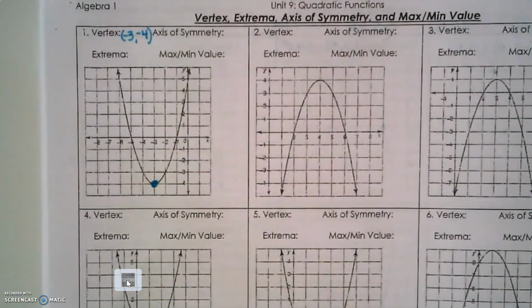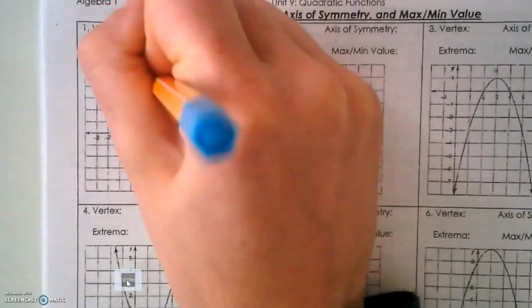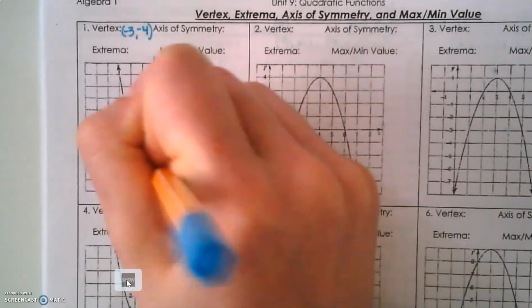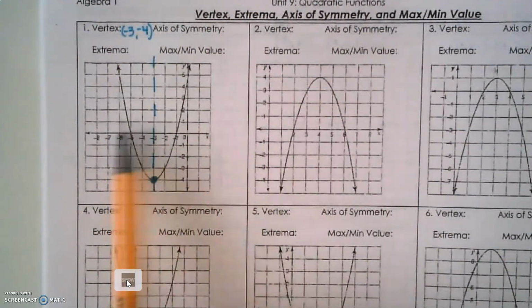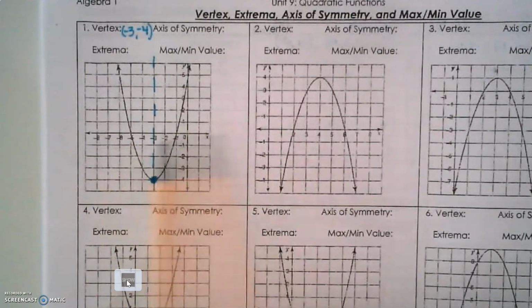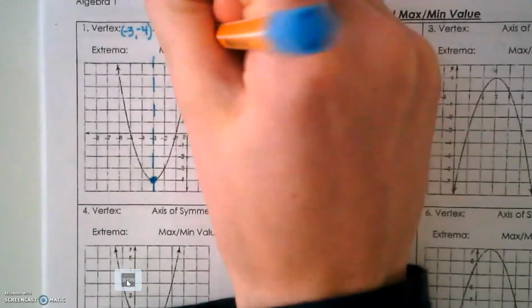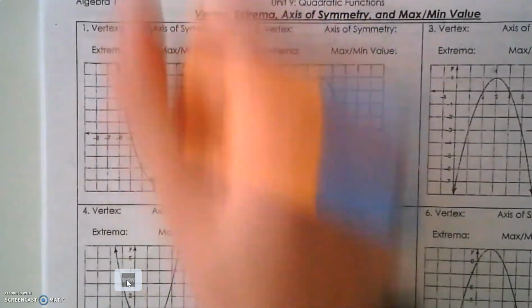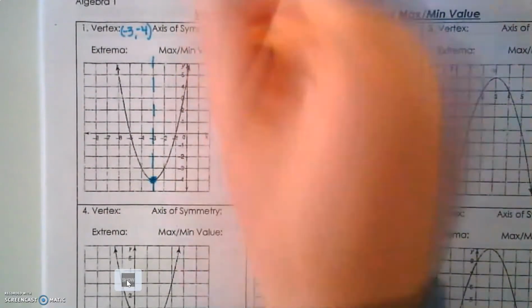My axis of symmetry, I will always draw in just so I know where it's at. It's this imaginary line that cuts my parabola into 2 equal pieces, 2 symmetric pieces. That's going to be x equals my x value, my vertex, -3.